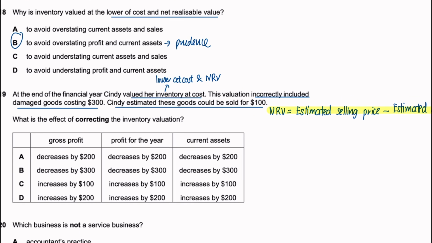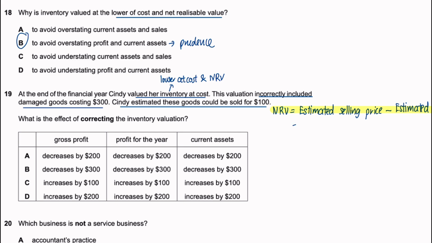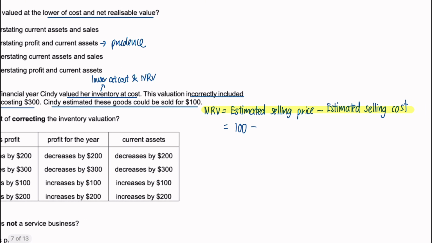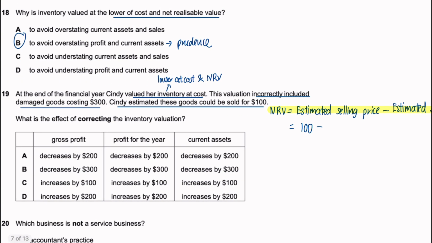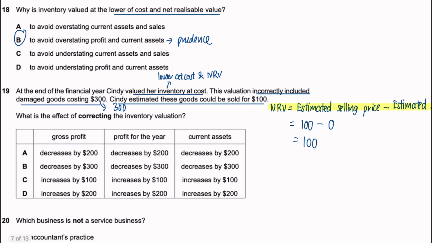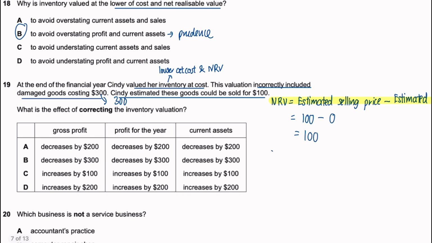First, let us calculate the NRV, which is 100, and there's no selling cost, so no additional cost to repair, so we say that it's 0. NRV is 100, and then your cost is 300. So when you use cost minus NRV, you will get 200.